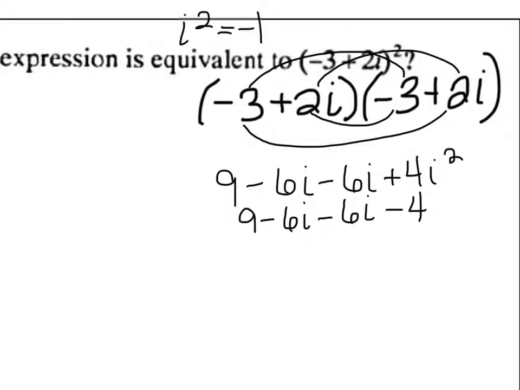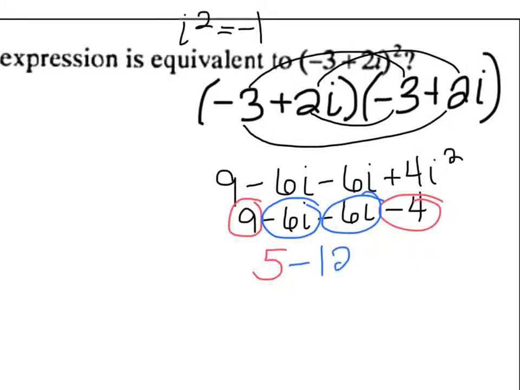Looking for like terms, the 9 minus 4 is 5. I also have a pair of negative 6i's that I can combine, which will make negative 12i. Real part comes first, imaginary part second, so 5 minus 12i is the correct answer.